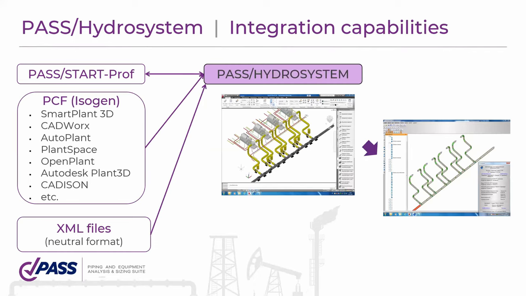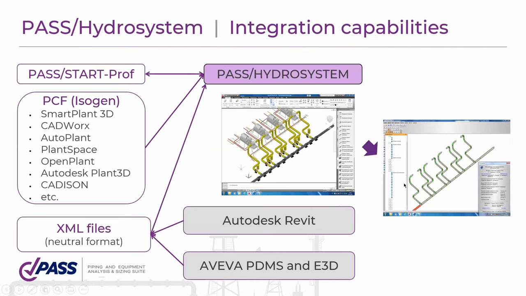For example, we made special interfaces using XML neutral format files. Firstly, we made an interface with Autodesk Revit. So if you use Autodesk Revit, you can simply export the model of your piping system from Revit using these XML files right into HYDROSYSTEM. And also if you use Aveva software, Aveva PDMS, Aveva E3D, Aveva Marine, then you can do the same. You can export your piping models from this software into special neutral format files, and then import them into HYDROSYSTEM to perform hydraulic calculation.